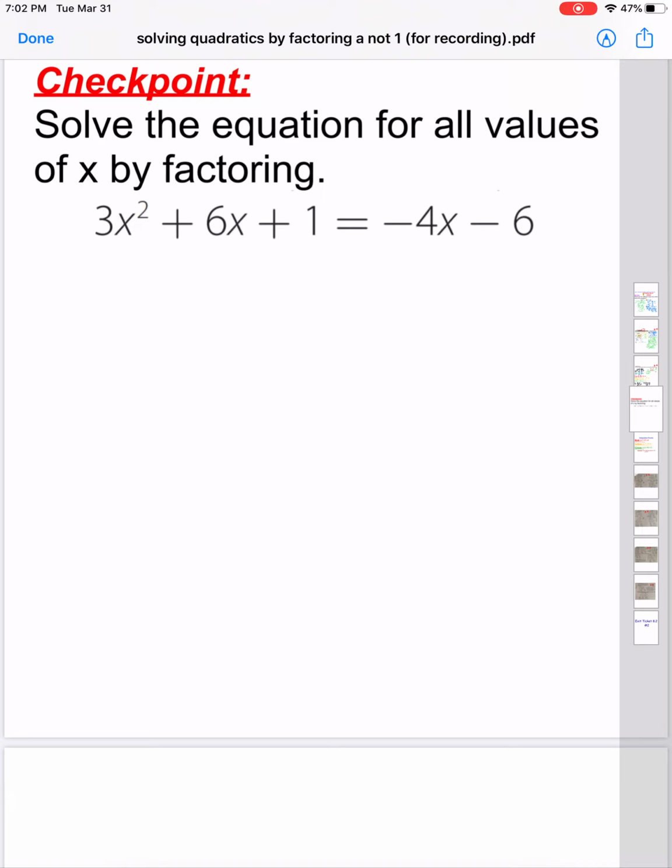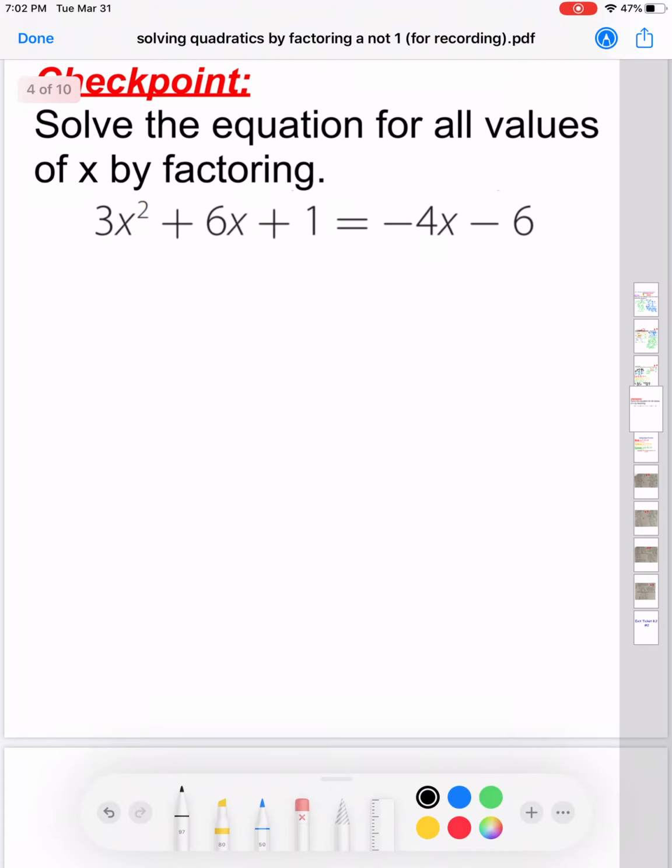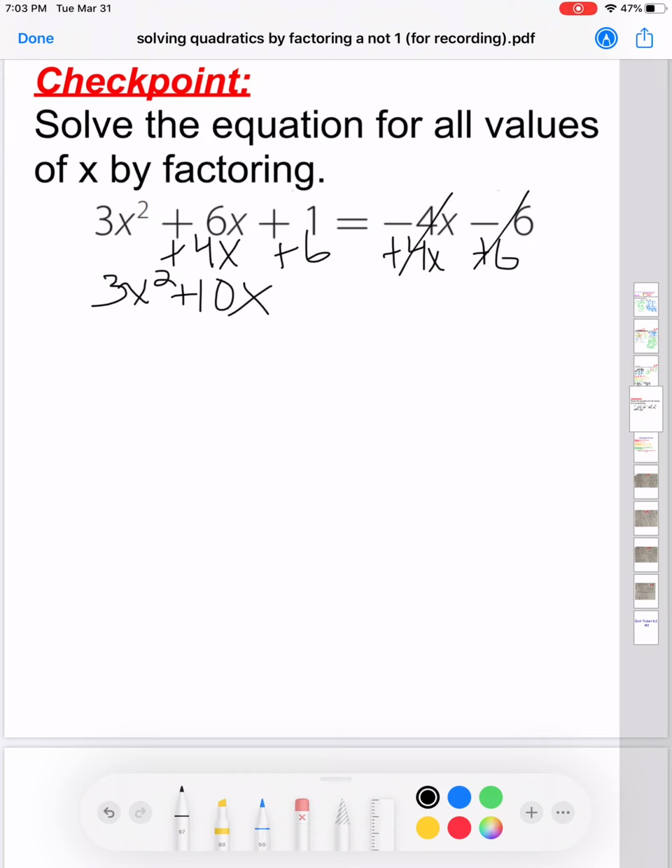Okay, so if you're still listening to this video, that means that you've already tried this checkpoint question by yourself. Let's go ahead and go over the answers. The first step should have been to move all of these terms to one side. I think it's easier to move everything to the left. You guys usually think that as well. So you should have been left with 3x squared. We can combine 6x plus 4x to give us 10x, and we can combine 1 plus 6 to give us 7. So you should have 3x squared plus 10x plus 7.